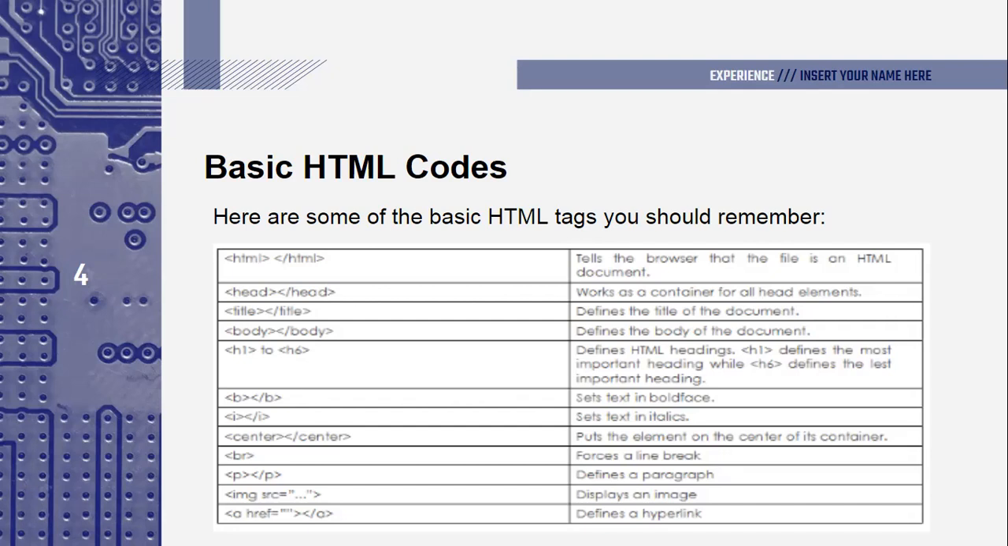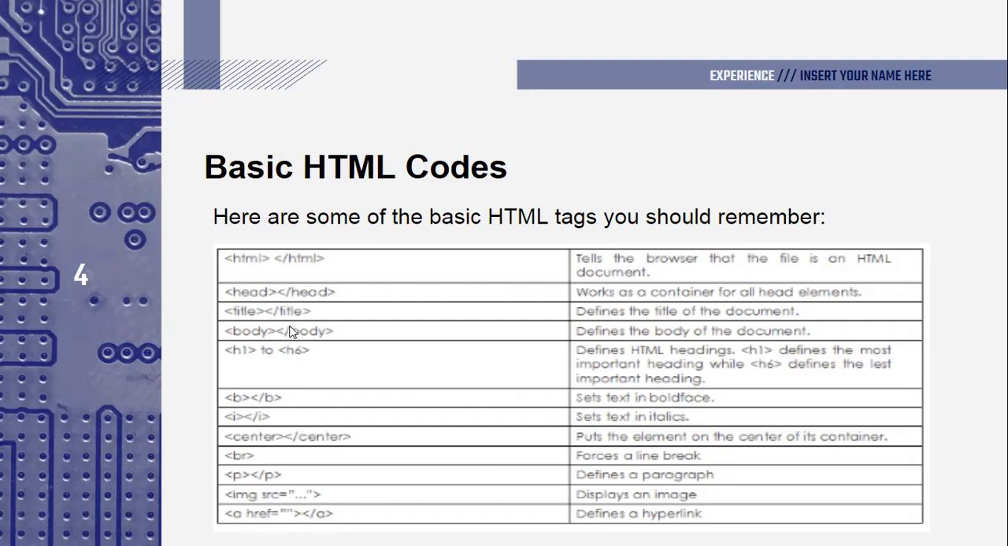We have also the center tag that puts the element in the center of its container. We have also the BR tag, which forces a line break. We have also the letter P. P stands for paragraph tag. We have also the IMG SRC, which displays an image on your website. And the A HREF defines a hyperlink or a link.